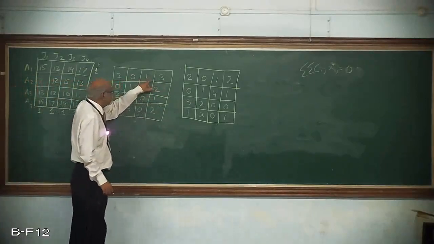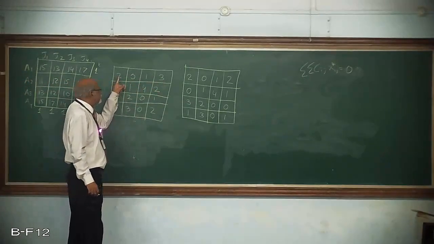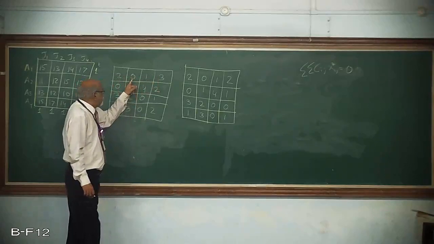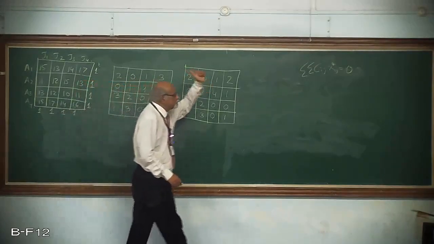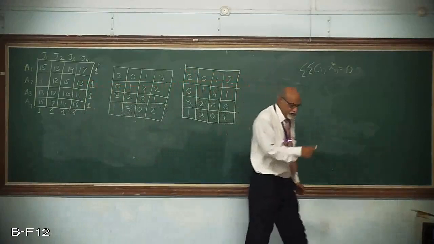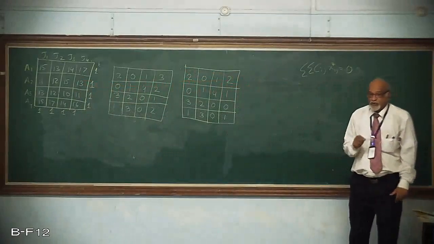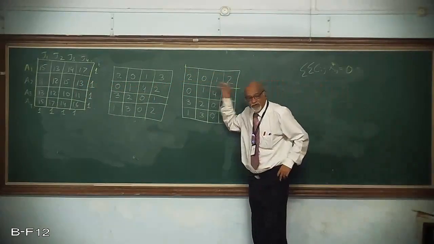Here also xij is 0, xij is 0, xij is 0, but Cij might be 2, 1, 3. So here xij is 1 and the Cij value itself is 0. That means totally it will become 0, whatever it is. So in each row and each column, the multiplication of that one is going to be 0. That is the value I am able to get. How to get it, I am going to tell you now.